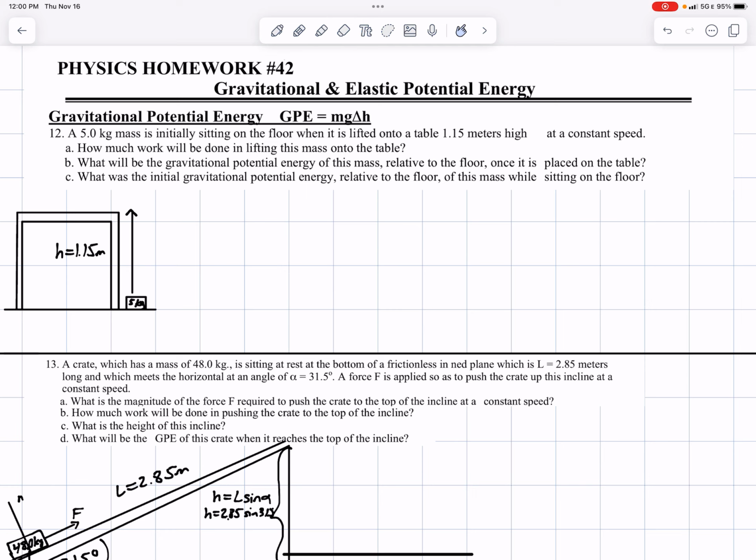Today we're going to look at the solutions for physics homework number 42, gravitational and elastic potential energy. We will be working questions 12 through 18.